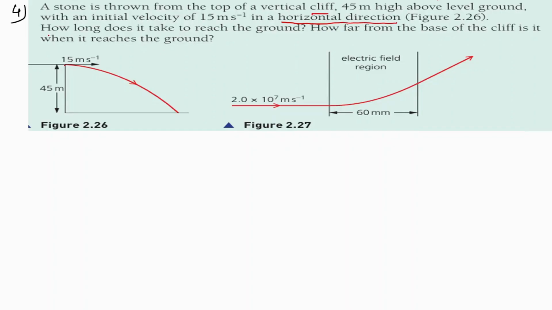Now the question is, how long does it take to reach the ground? That means time. Another question is, how far from the base of the cliff is it when it reaches the ground? That means we need to find this value as well. The hint is to use the equation of motion.